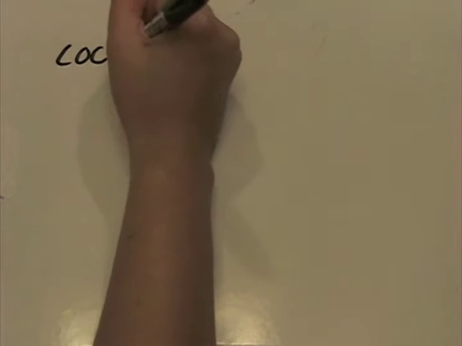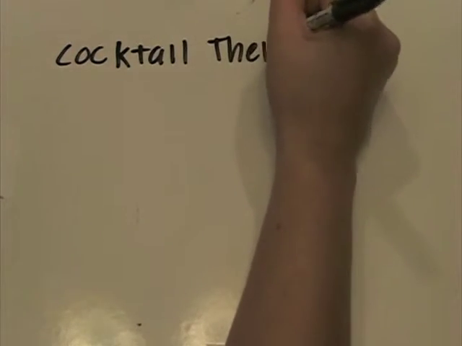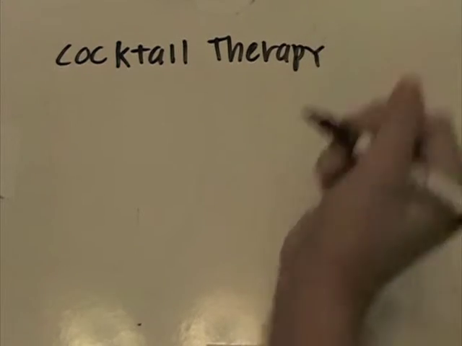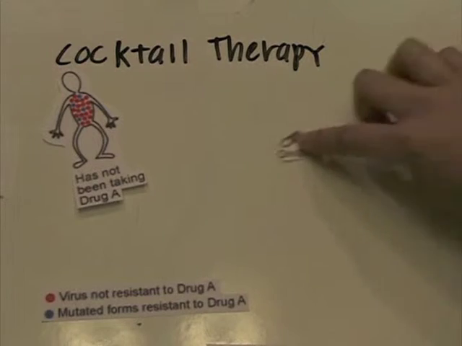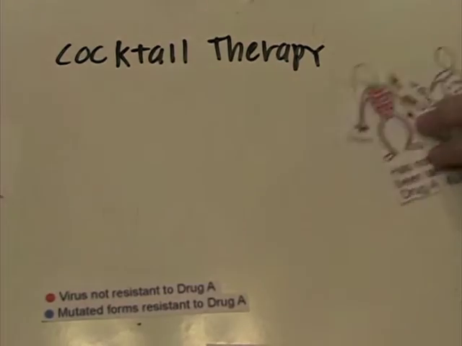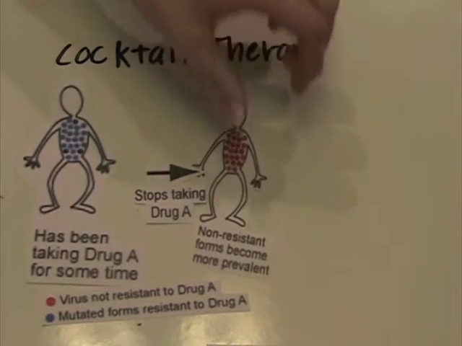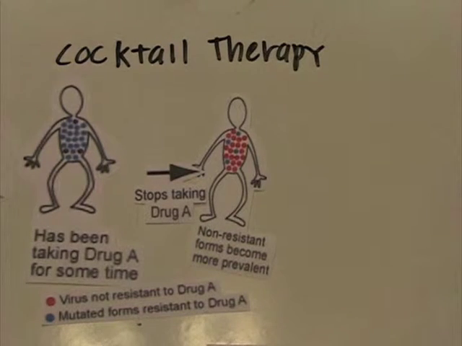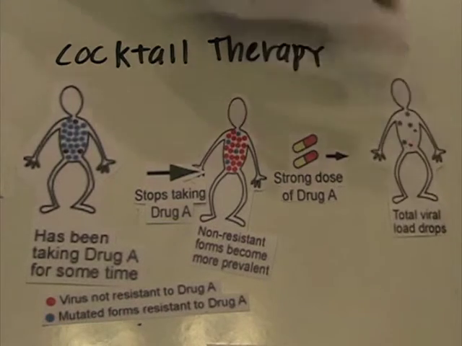In order to control the replication of HIV, a drug cocktail therapy is prescribed. Person 1 has not been taking drug A. When he is given drug A, only the resistant strains survive. Person 2 has been taking drug A for some time, but when he stops taking the drug, the non-resistant strain becomes more prevalent. He then takes a strong dose of drug A, which reduces the total viral load.